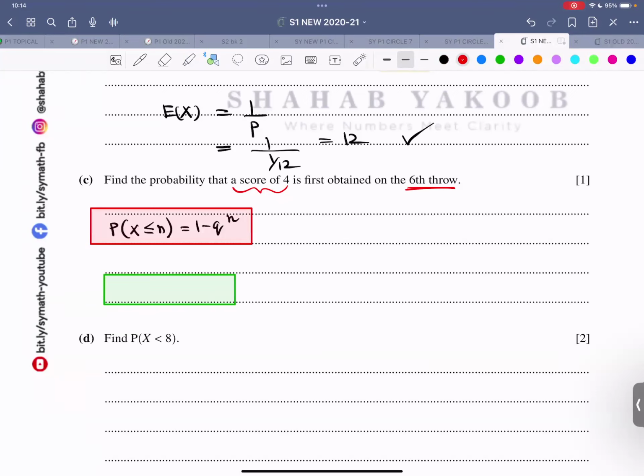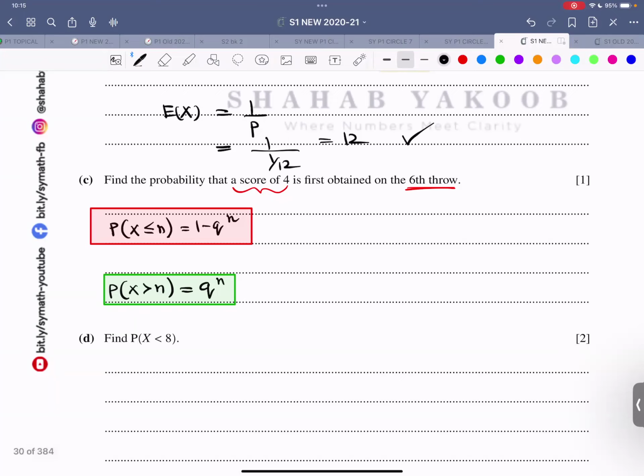So probability x is less than or equal to n is 1 minus q raised to the power of n, where q is the probability of failure. And similarly, we have probability x greater than n, it's q raised to the power of n. Now our focus is on the score of 4 is first obtained on the 6th throw. That means this can be used in part D, it could be used in part C. I have first listed it down.